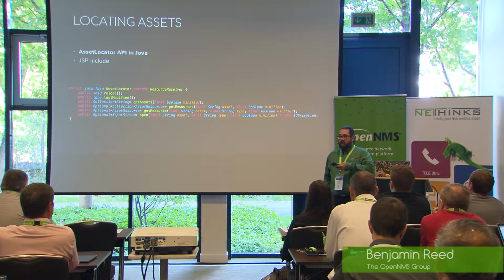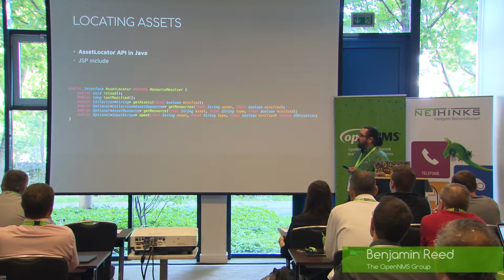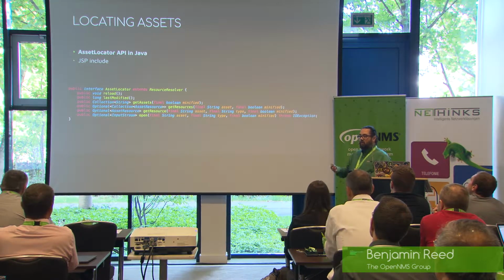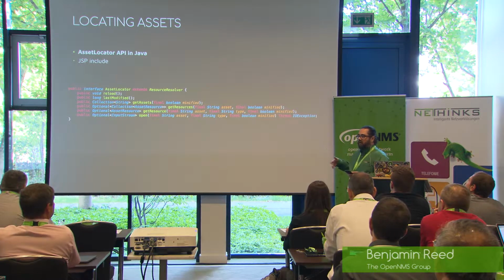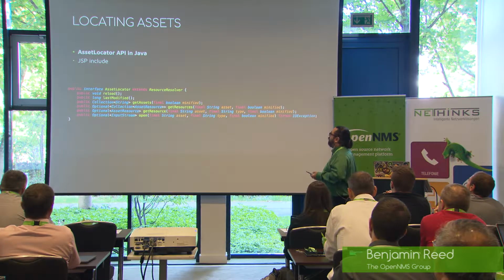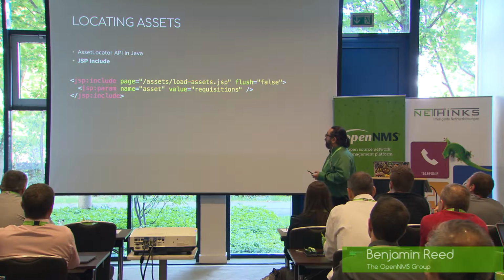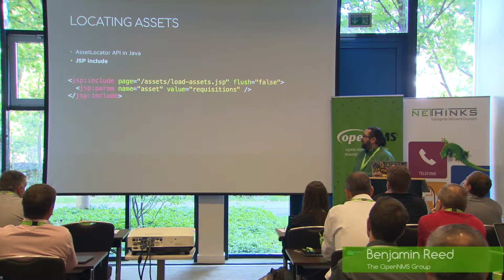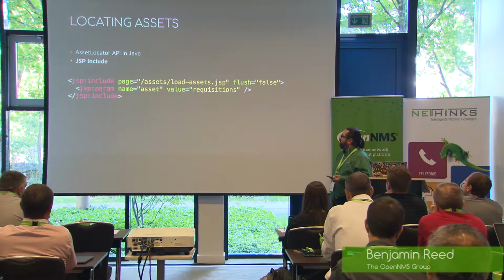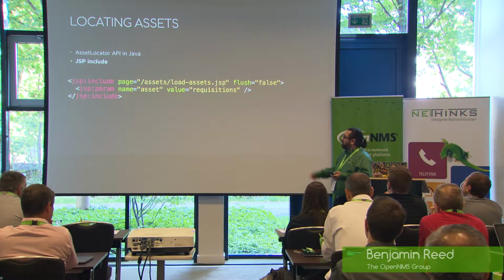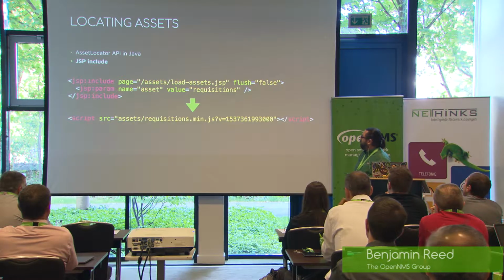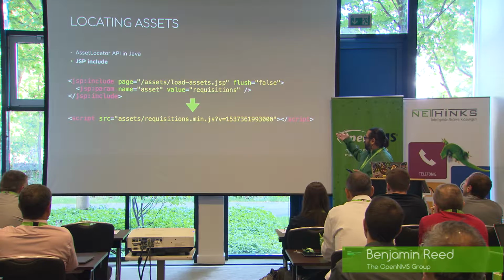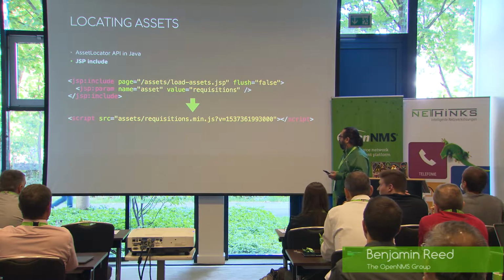Behind that, on the Java side, there is a thing called an asset locator. You can use that to ask for all of the resources associated with a particular project. But most of the time, you will probably be accessing assets through JSPs, like that previous example. What this actually turns into on the script side is that. So you'll see it loads requisitions.min.js. It adds a timestamp to make browser caching saner.